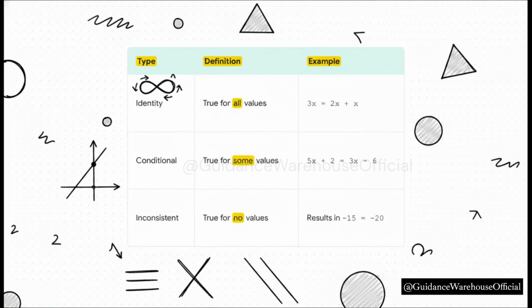And finally, you get an inconsistent equation. This one is a total paradox. It's never true, and it always leads to some nonsense answer, like -15 equals -20, which it doesn't. Most of the time, we're going to be dealing with conditional equations, hunting for that one special solution.